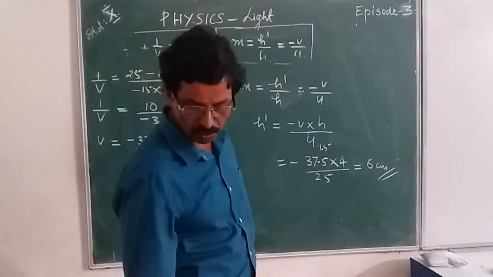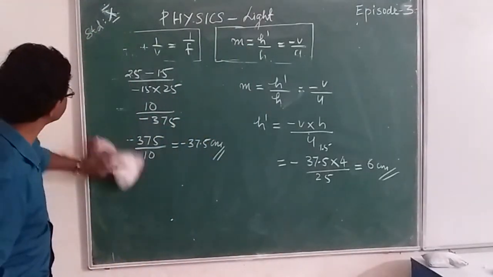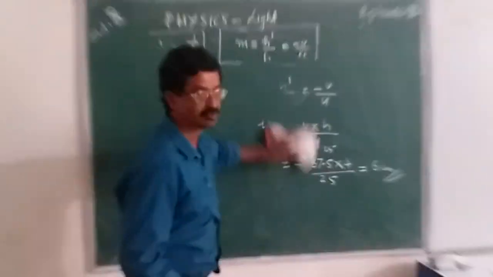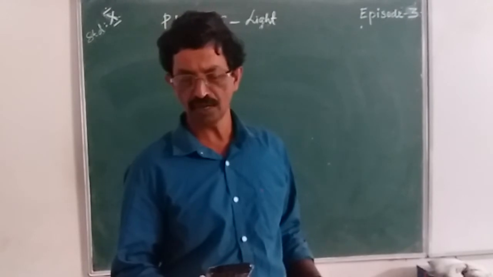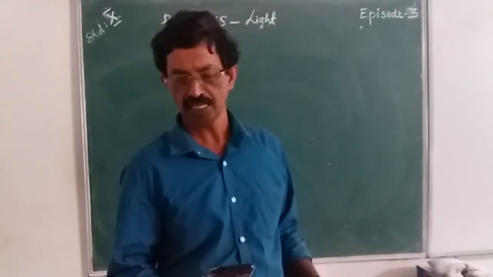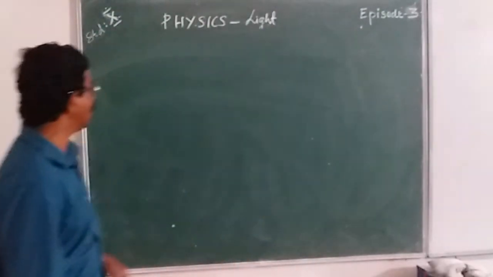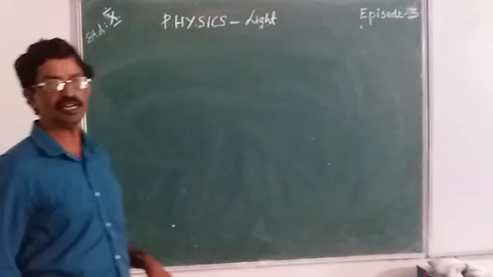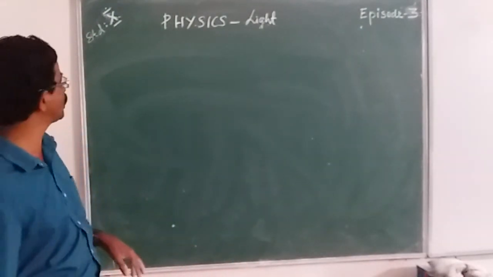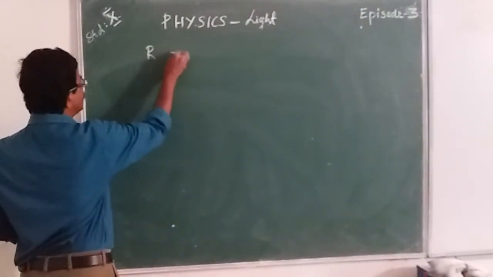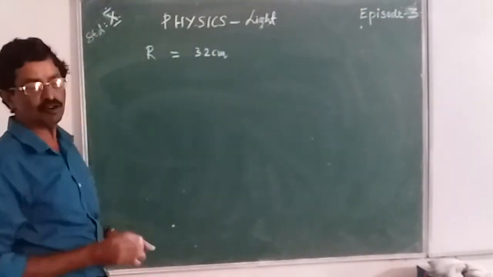Now 2 more questions are given for you. Let us discuss that also. Next question for you. Find the focal length of a convex mirror whose radius of curvature is 32 centimeter. That means R is 32 centimeter. You want to find the focal length.